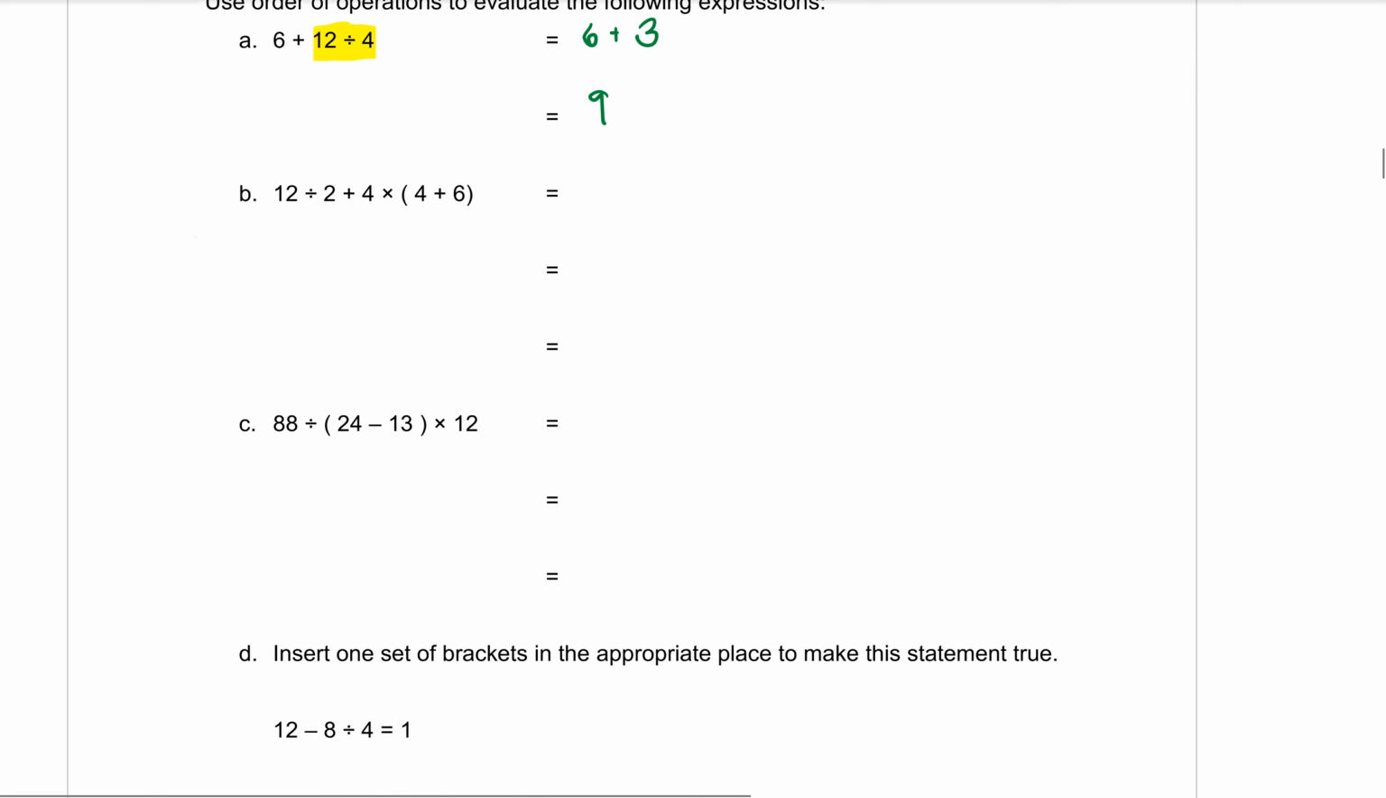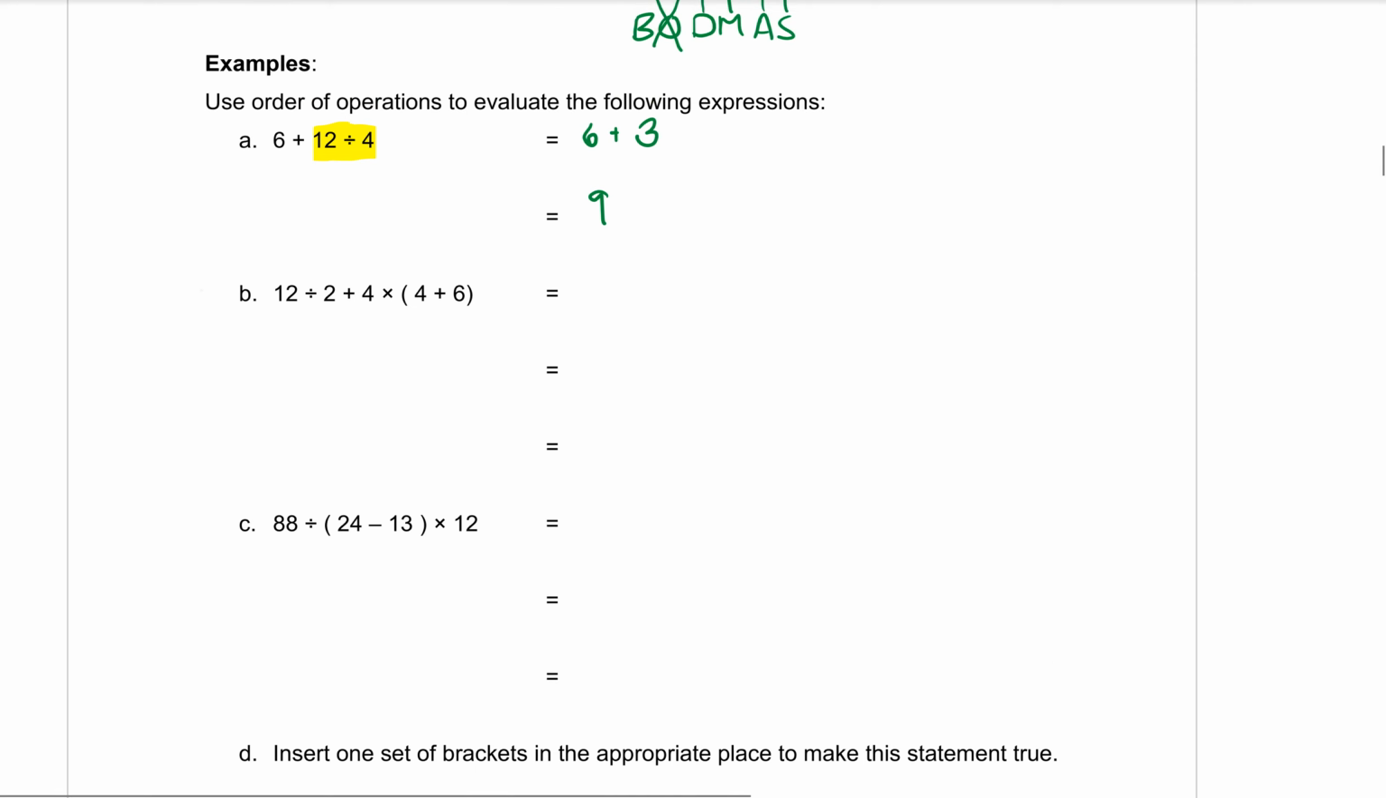We always start with the B for brackets, and this time I do have brackets, so I'm going to do this part in here first. So write everything else down. 12 divided by 2 plus 4 times by, but instead of writing that bracket down, we work out what it equals. 4 plus 6 equals 10.